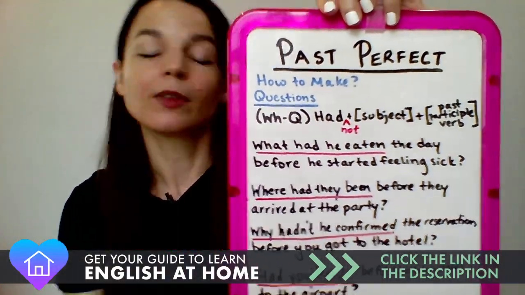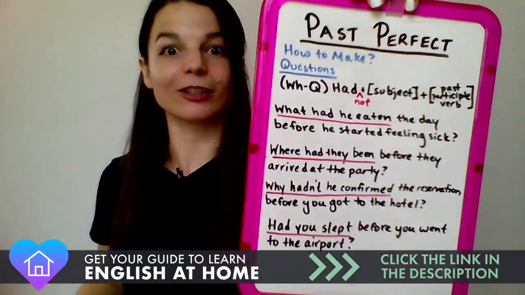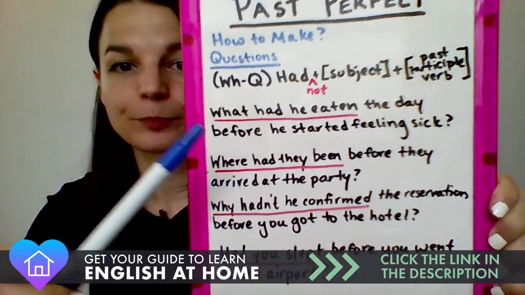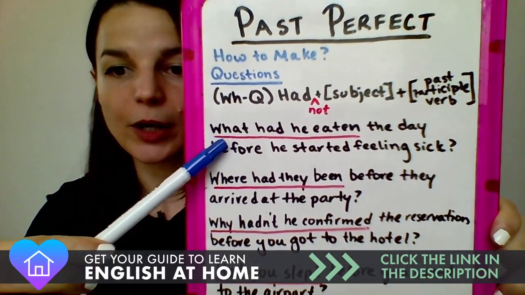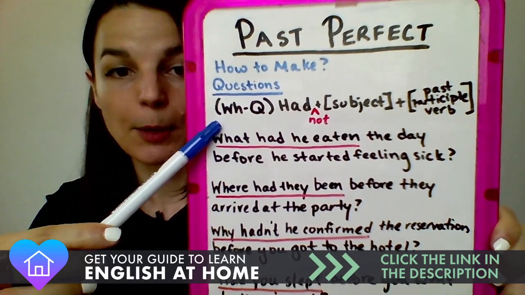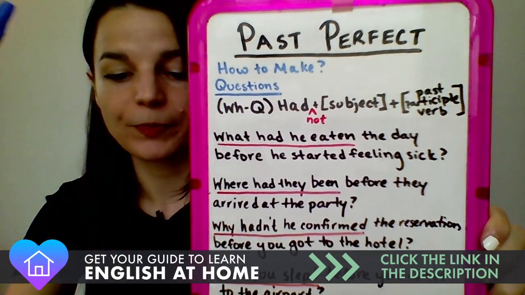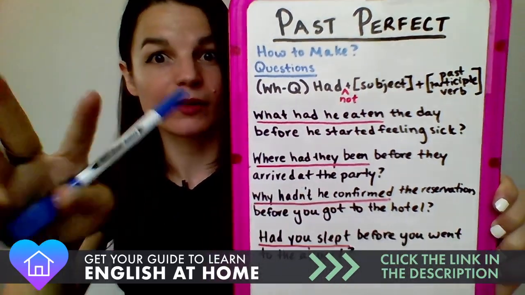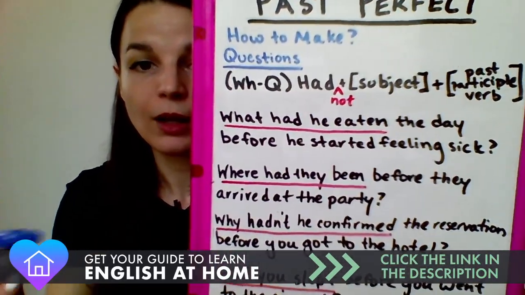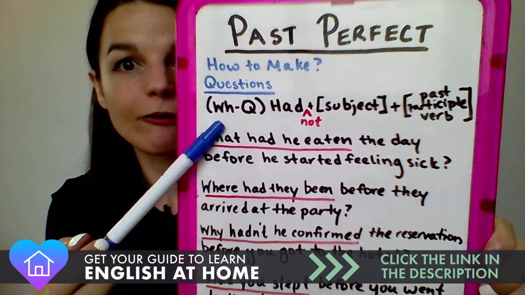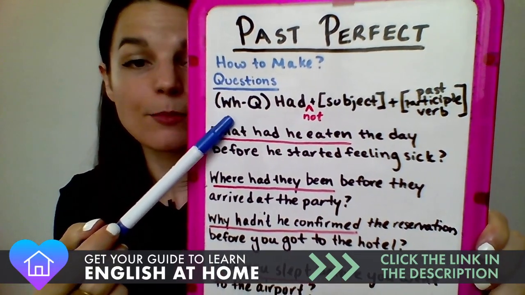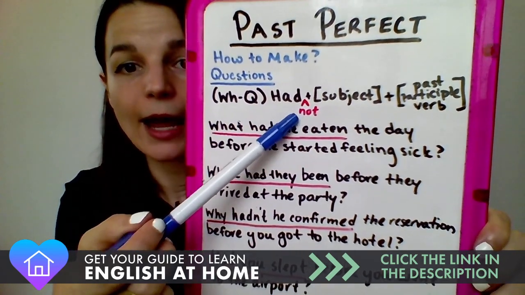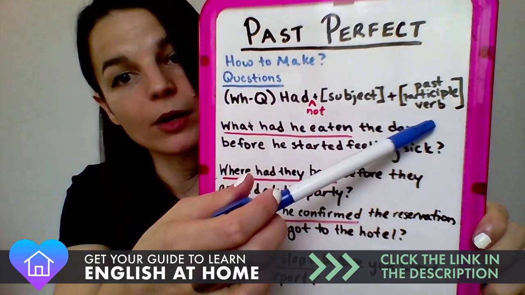Again, thankfully, this is not super difficult. We can make it, but again, it's challenging to know when to use it. So how do we make a past perfect question? First, in parentheses, I have WHQ. This means a who, what, where, when, why, how question. One of those information getting questions, yeah? So when we want to make an information question, we put this at the beginning of the sentence. So, WH question, had, subject, past participle verb.